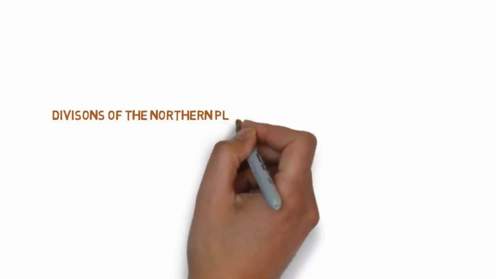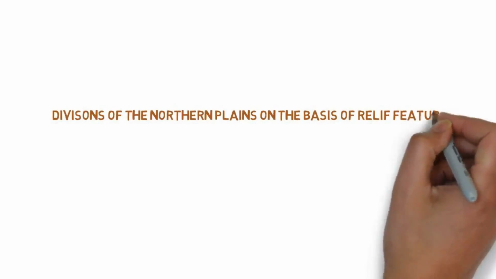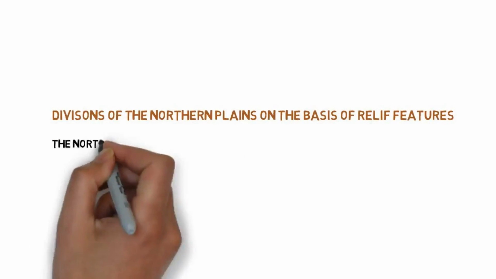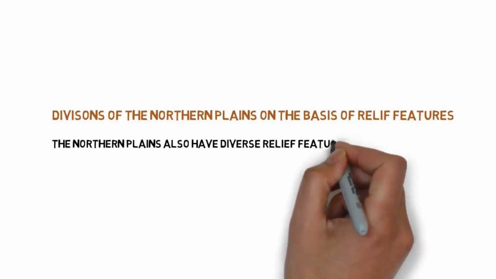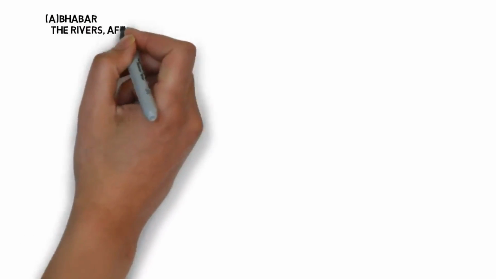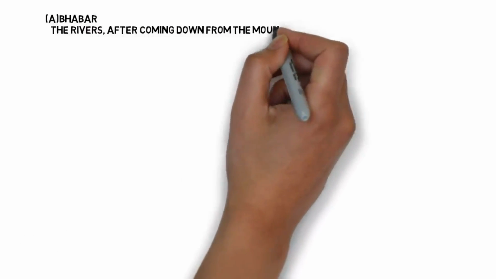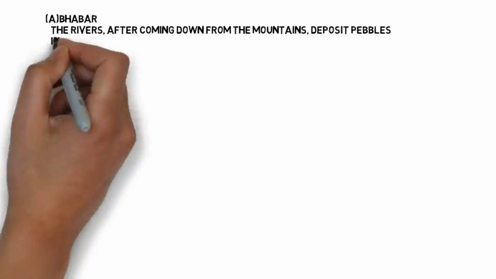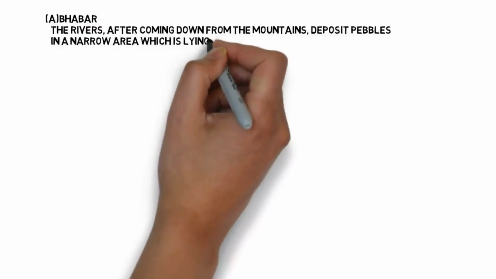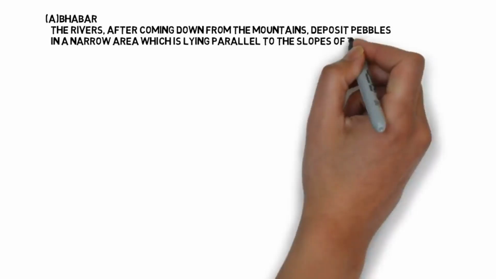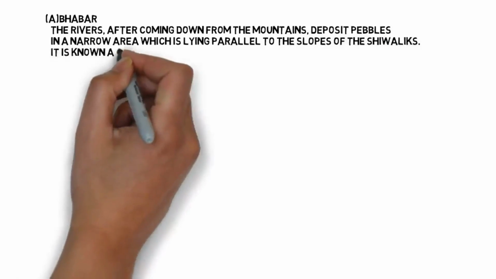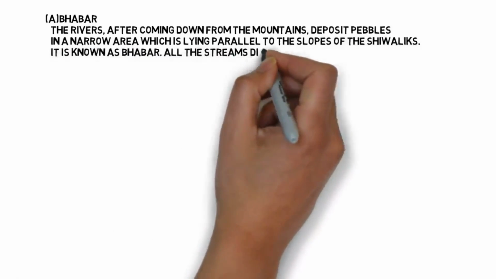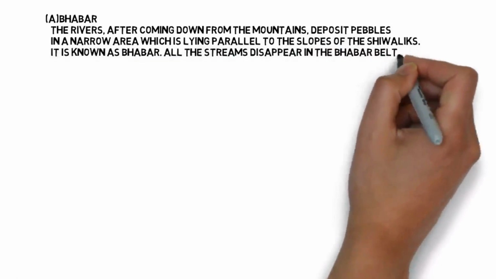Divisions of the northern plains on the basis of relief features. The northern plains also have diverse relief features. These are: Bhabar. The rivers, after coming down from the mountains, deposit pebbles in a narrow area lying parallel to the slopes of the Shiwaliks. It is known as Bhabar. All the streams disappear in the Bhabar belt.